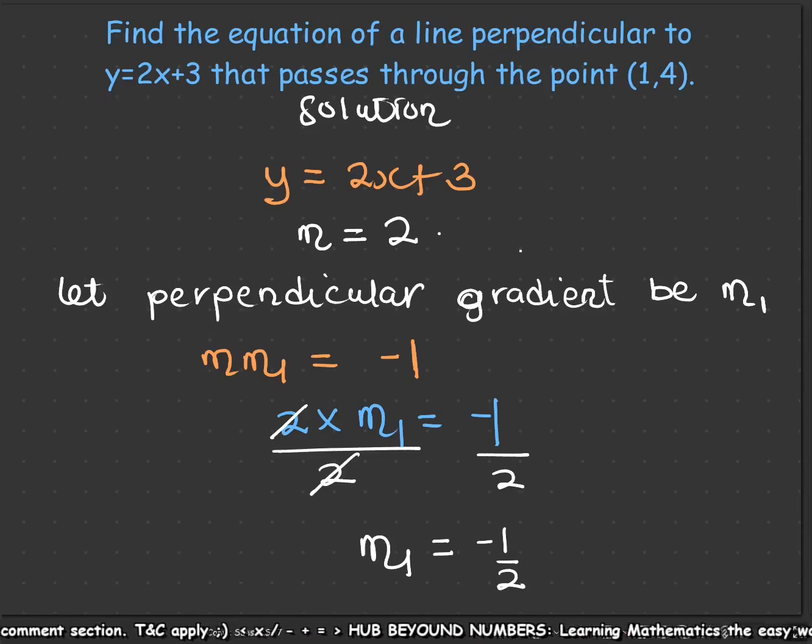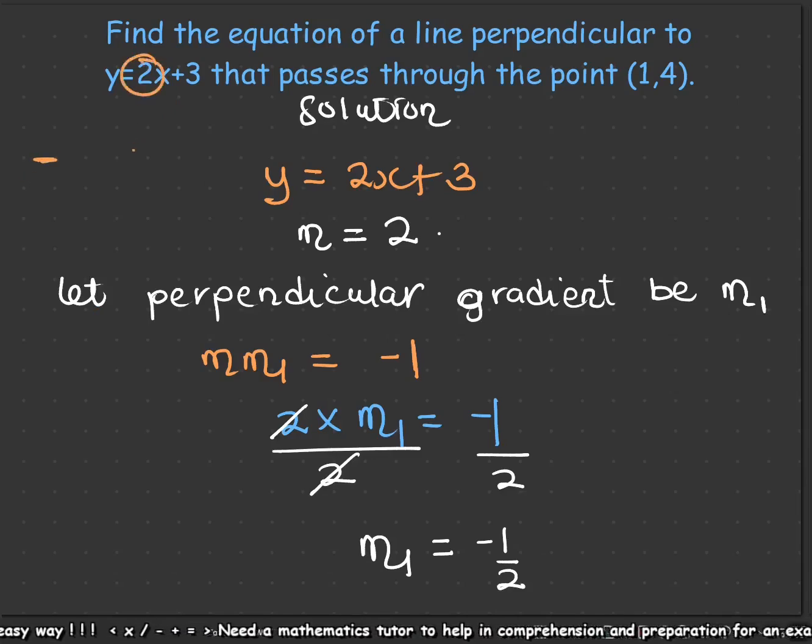And we are saying if two lines are perpendicular, then the gradient of one is the negative reciprocal of the other, or the product of their gradients is equal to -1. So if you look carefully, this gradient here is 2. So the gradient of the next one will be negative. Then we reciprocate the 2. That becomes 1 over 2.